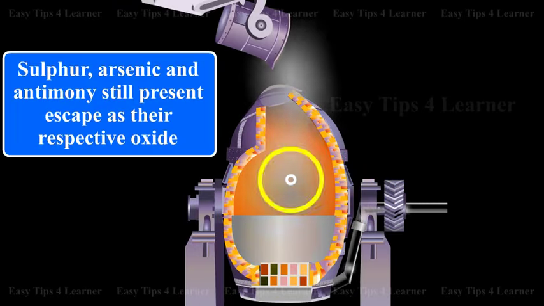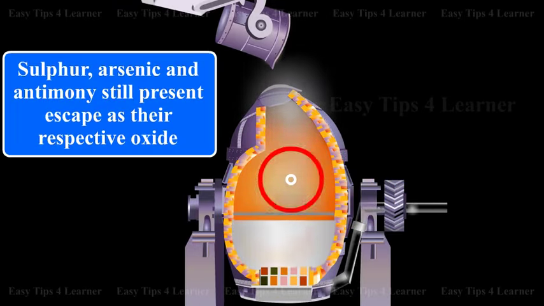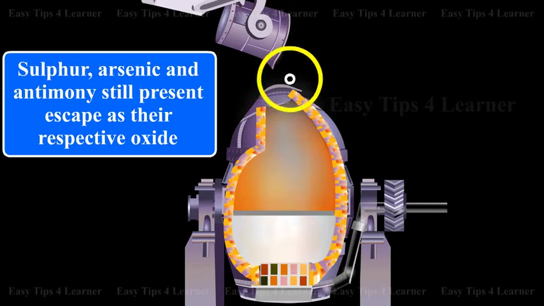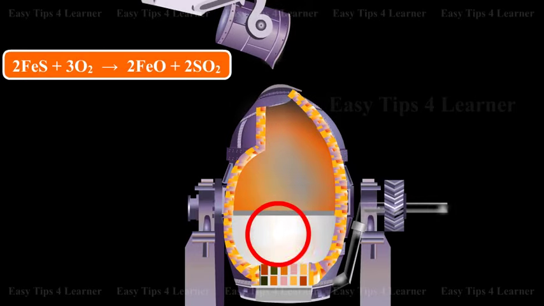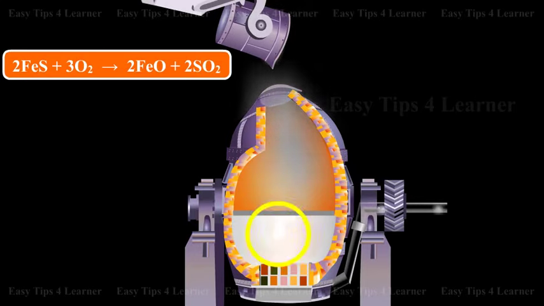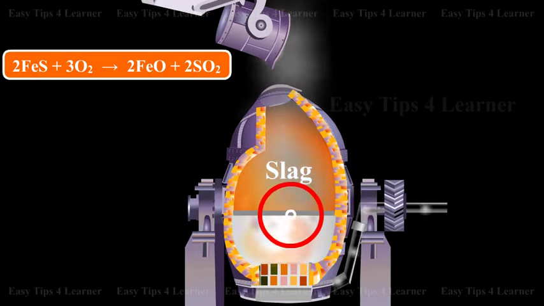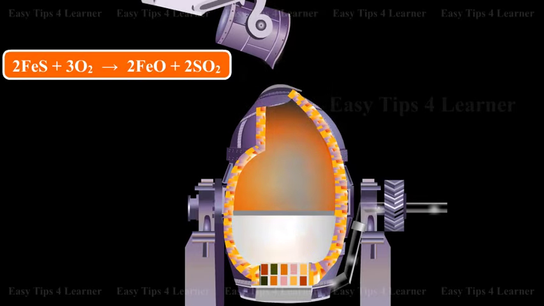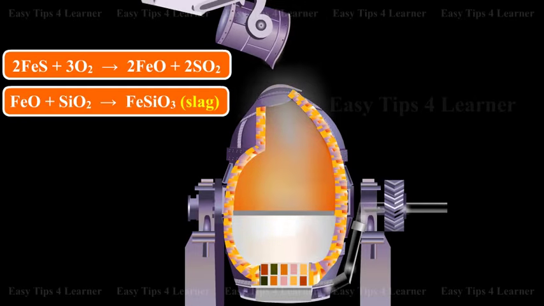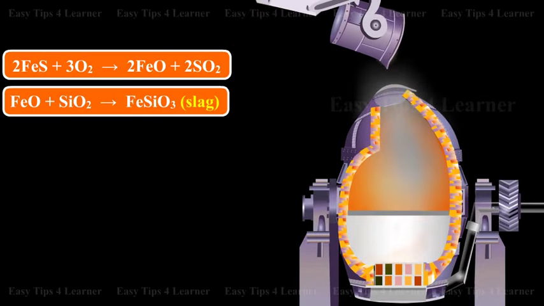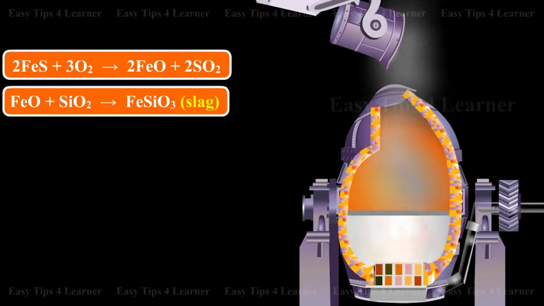Any sulfur, arsenic and antimony still present escape as their respective oxides. Ferrous sulfide present in matte is oxidized to ferrous oxide, which combines with silica to form slag. Iron sulfide plus oxygen gives iron(II) oxide plus sulfur dioxide. Iron oxide plus silicon dioxide gives ferrosilicate, that is a fusible slag.